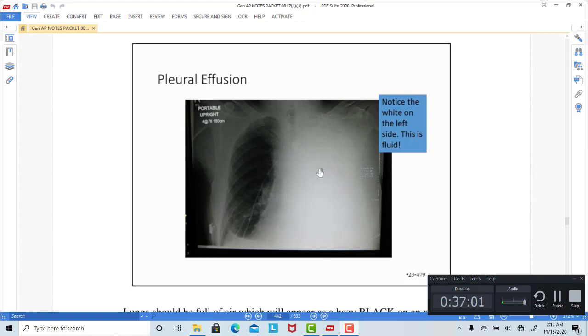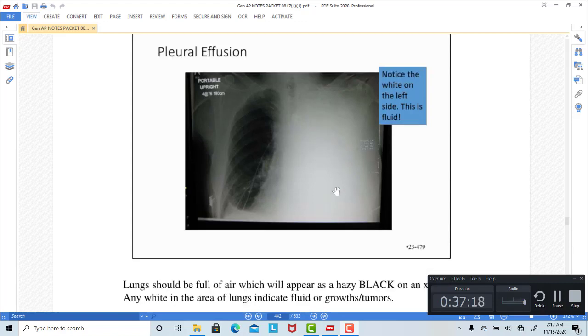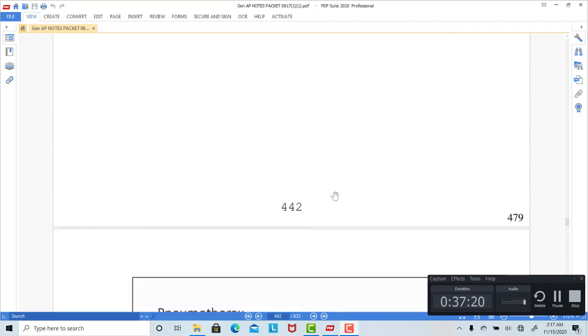Sometimes we can pull the fluid off with a needle. It's called a thoracentesis, where we go into the thorax and we have a large needle and we pull fluid off. And I've had patients that we work with on our floor that they've pulled off a liter of fluid around a person's lungs. And boy, do they feel better after that.